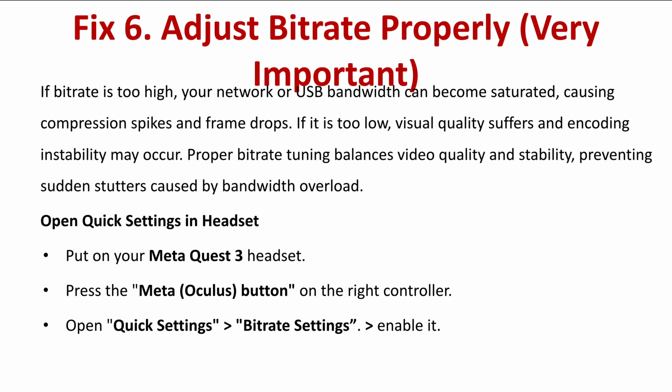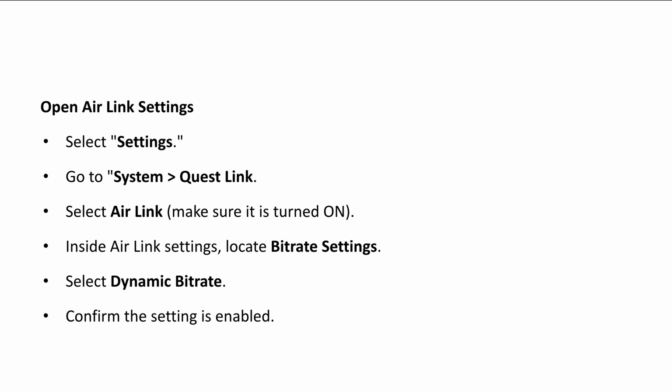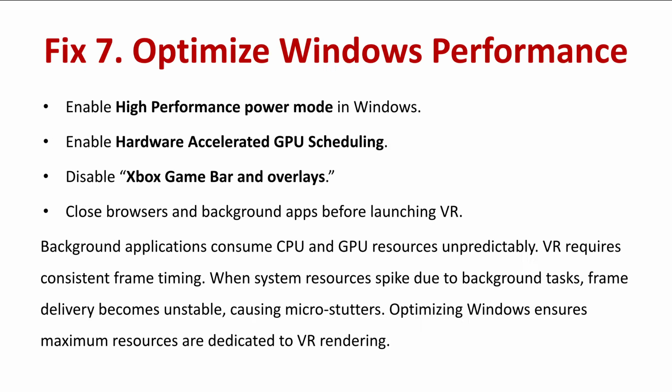Open quick settings in the headset. Put on your Meta Quest 3 headset. Press the Meta Oculus button on the right controller. Open quick settings, then bitrate, then enable it. Open Air Link settings. Select settings, then go to system, then Quest Link, then select Air Link. Make sure it is turned on. Inside Air Link settings, locate bitrate settings, select dynamic bitrate, then confirm the setting is enabled.